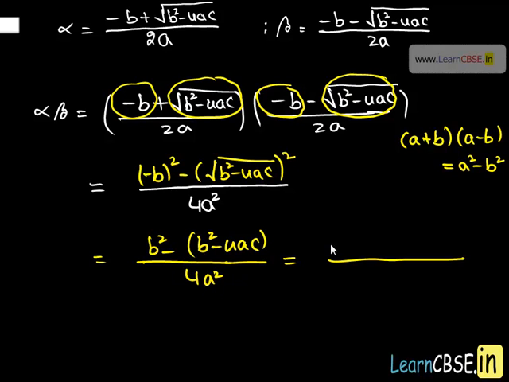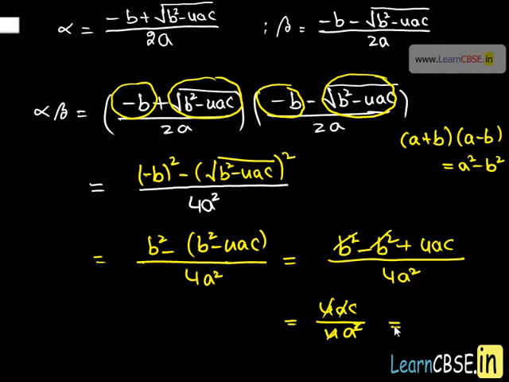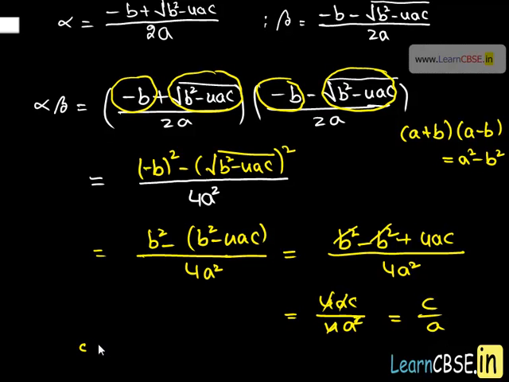By distributing the negative inside the bracket, we have b² - b². The product of two negatives will be a positive, and we have 4ac. b² and -b² cancel out in the numerator, and we remain with 4ac upon 4a². 4 and a in the numerator and denominator are cancelled, therefore the product of the roots is c/a. Therefore the product of the roots, alpha times beta, is equal to c/a.